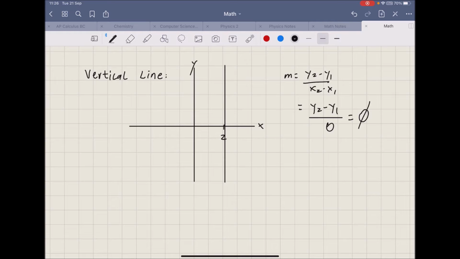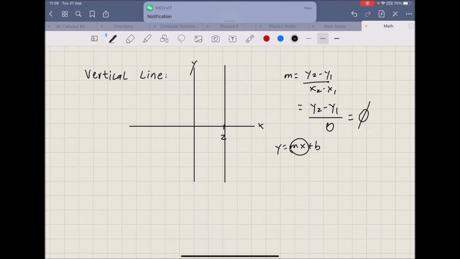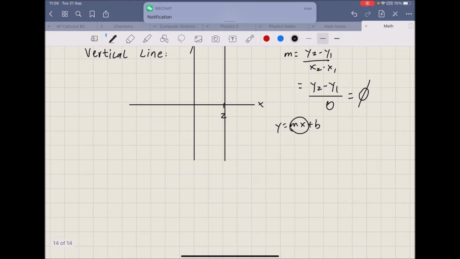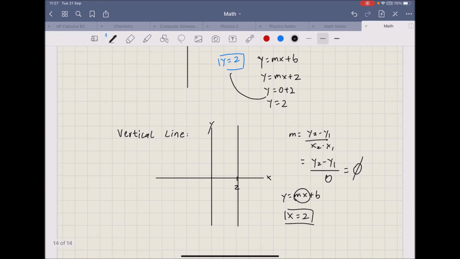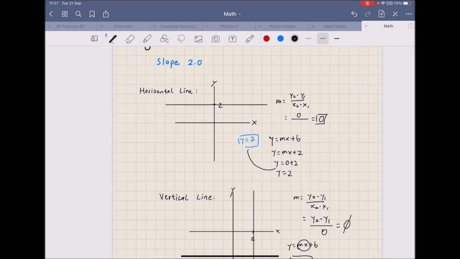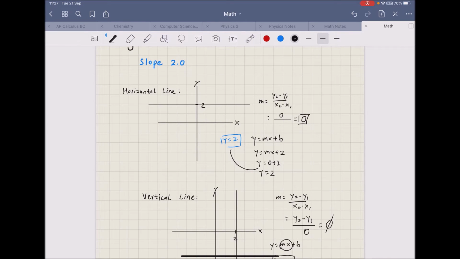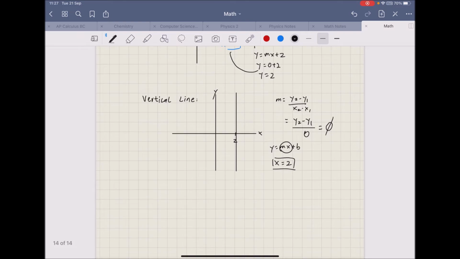However, you can still write the equation. So y equals mx plus b, right? We do not need to care about mx because m is undefined. So the equation, since it intersects the x-axis, the equation will be x equals 2, since it intersects the x-axis, right? So again, the slope of a horizontal line is 0. The slope of a vertical line is undefined.